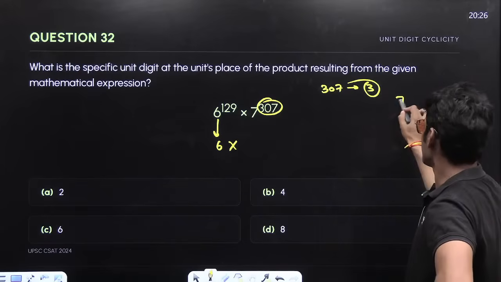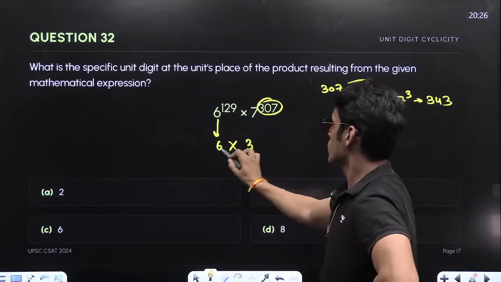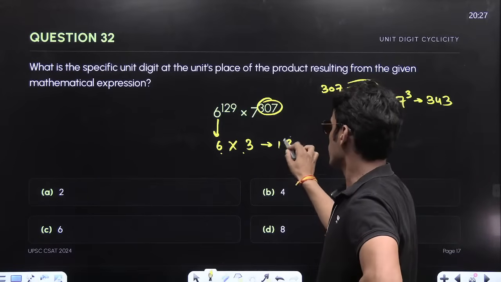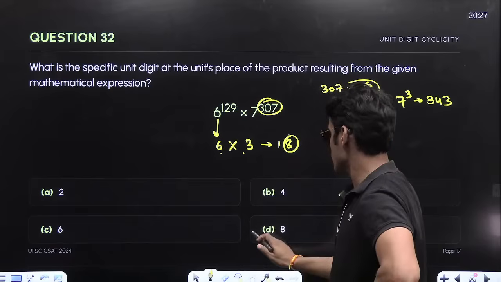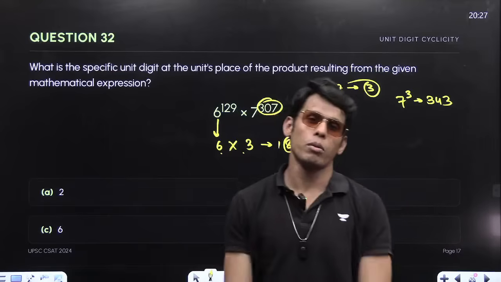And then simply just do 7 to the power 3, that is 343. And what is the unit digit? 3. So 6 times 3 is 18. So the unit digit is 8. This is the simple logic. I guess this is a very easily doable problem of cyclicity.